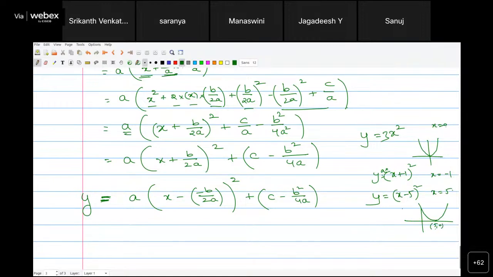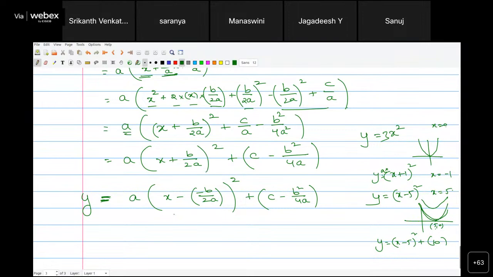5 comma 0. Now if I add a constant to this, x minus 5 whole square, some value 10, this graph will shift 10 units above. This is actually shifting up and down, not right and left. That's it. So the curve will remain the same. Now all these things we are going to combine here. So we are going to look at here.